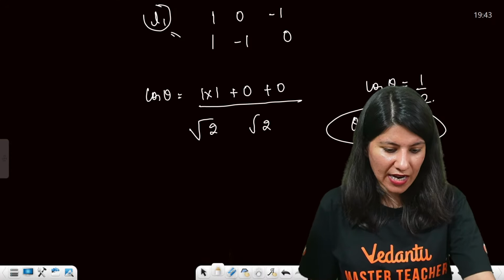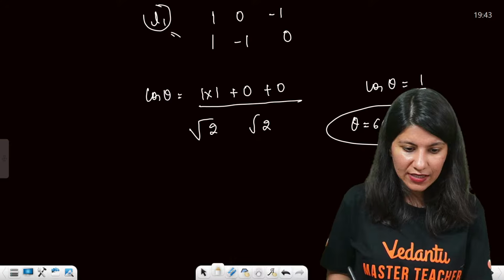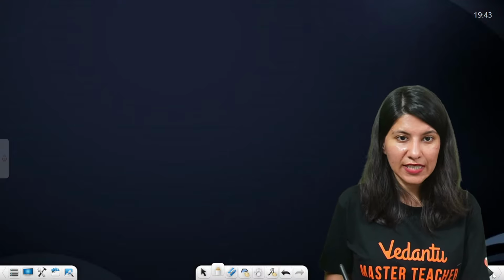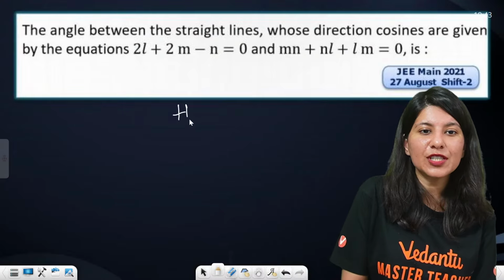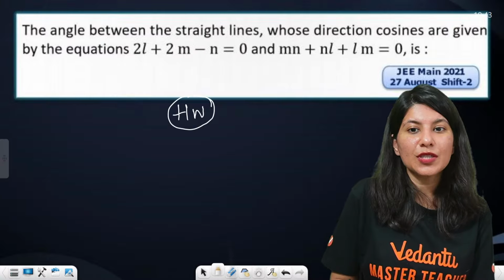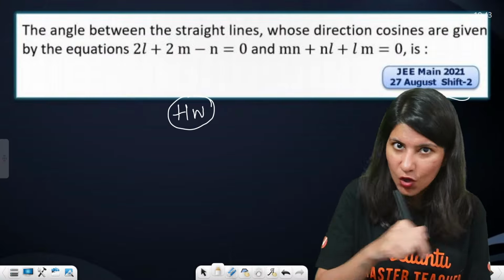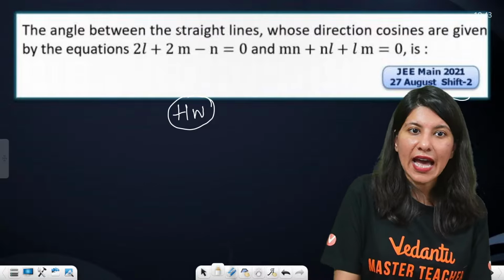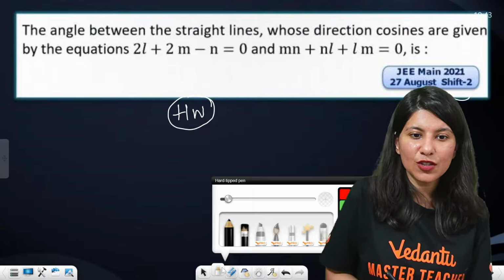Are we ready for the next question now? Yes, absolutely. The next question is a homework question, a similar type of question which was asked in JEE Main 2021. Comment below your answers. So again, angle between straight lines whose direction cosines are given.